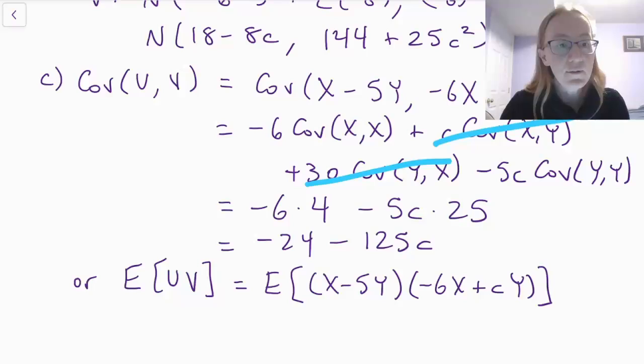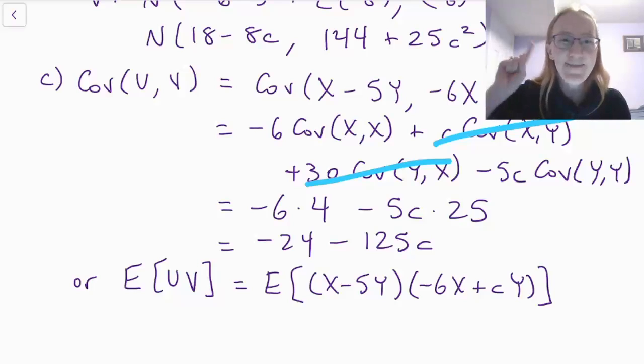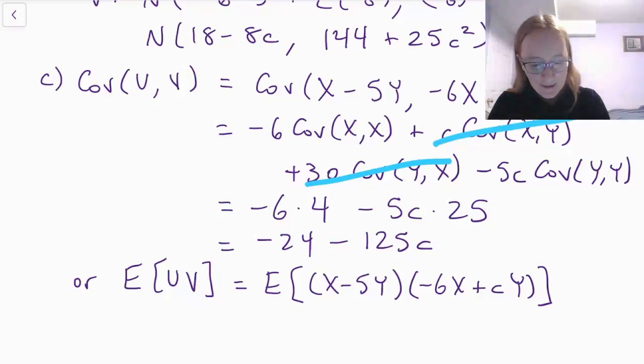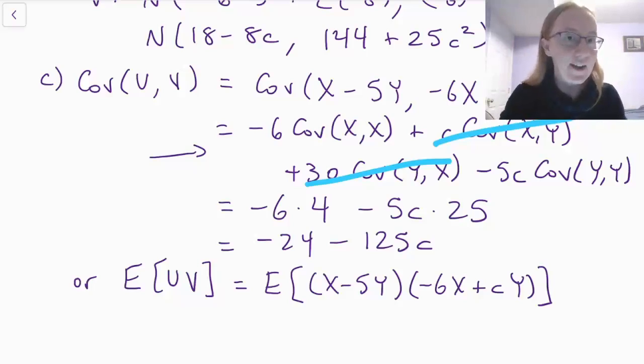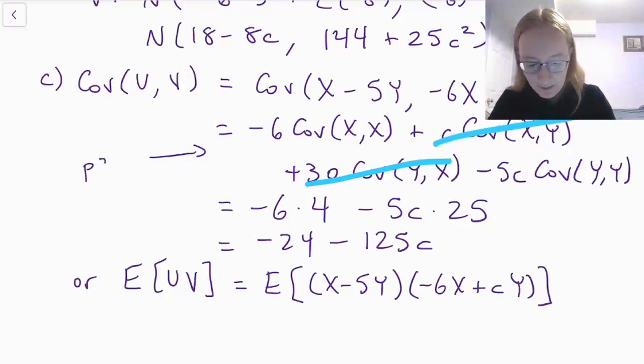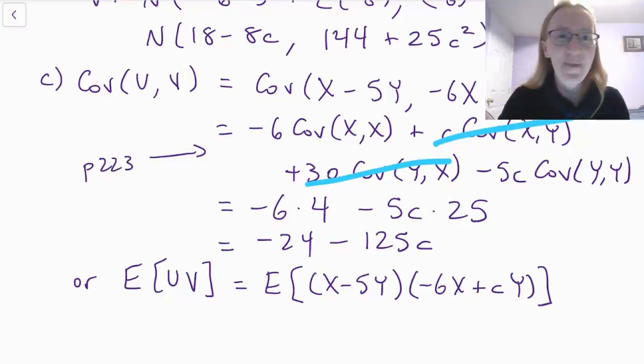Someone asked where this rule is. It's on page 223 of the course notes. I did not memorize that. I just had to look it up earlier when someone asked about it on Piazza. I think it's section 9.5 in the course notes, rules for means and variances of linear combinations. So it's page 223. Again, I did not memorize the course notes. I just happened to have looked that up earlier today, so I do know where that comes from pretty quickly.